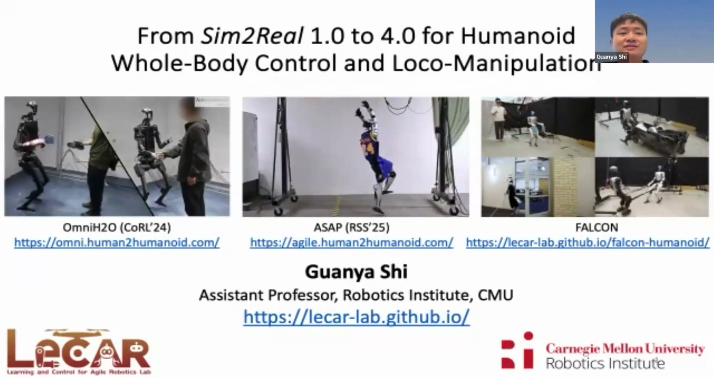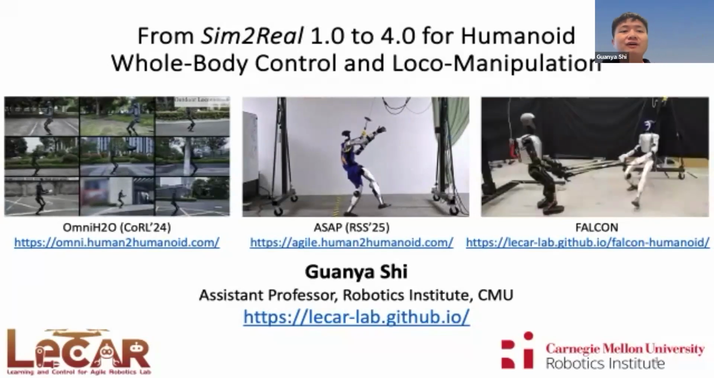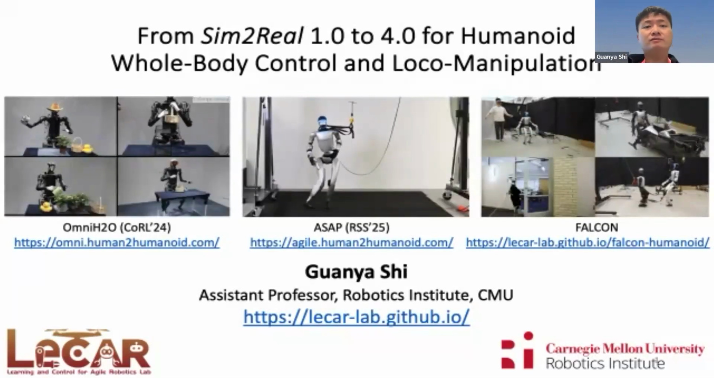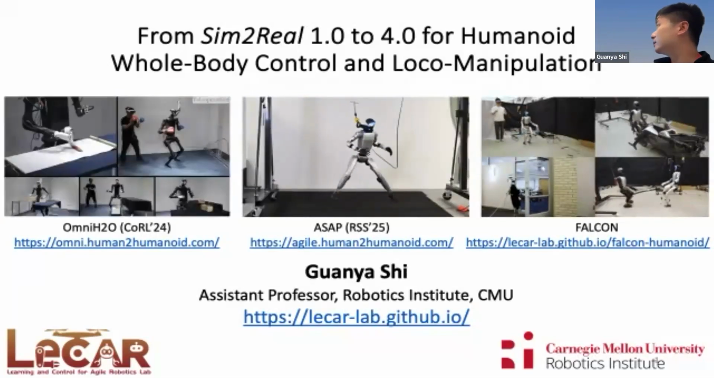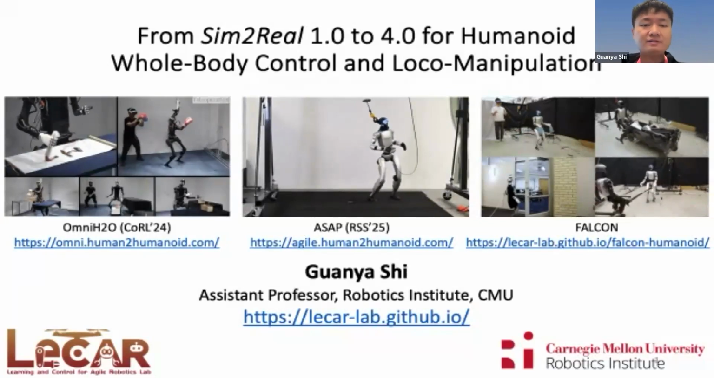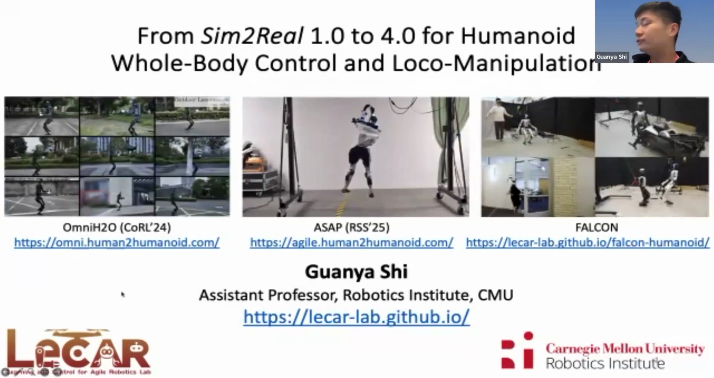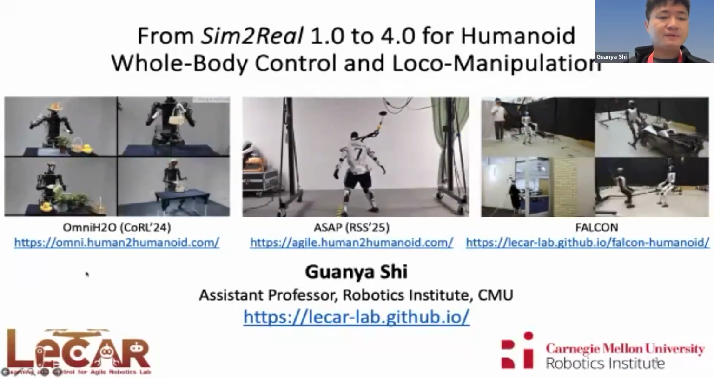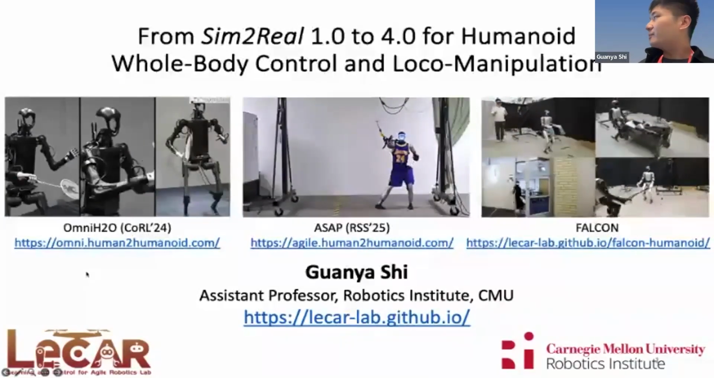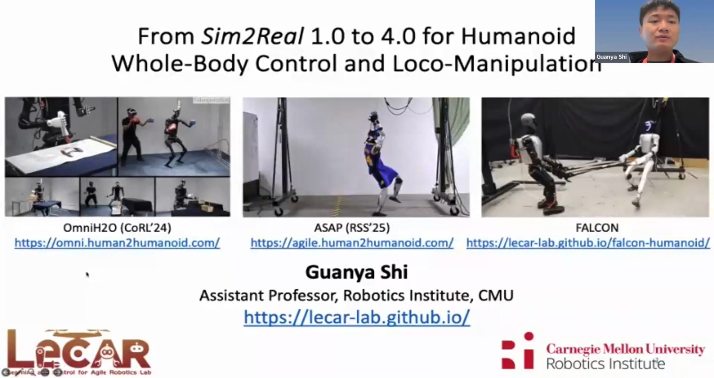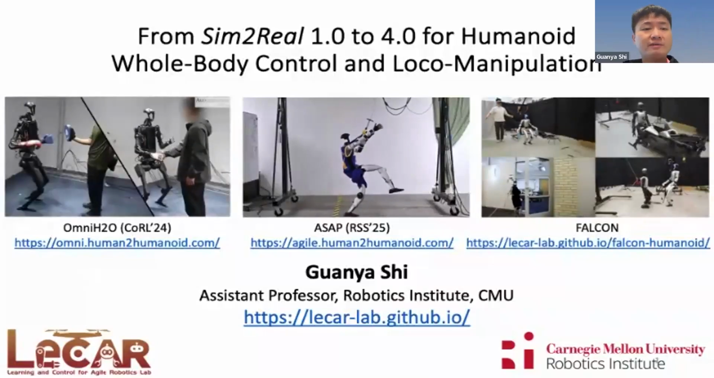AI. So the topic today is going to be from Sim2Real 1.0 to 4.0 for humanoid robotic control and local manipulations. This is a bunch of recent work from my group I'm going to present. The first one is called OmniH2O. It's basically a framework that can translate human motions to humanoid motions in real time.